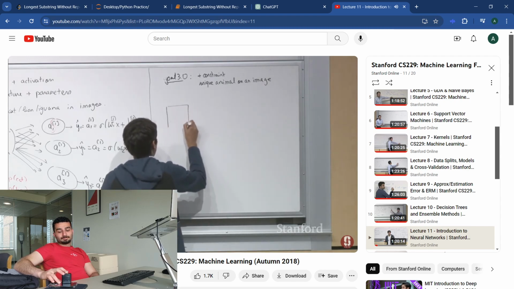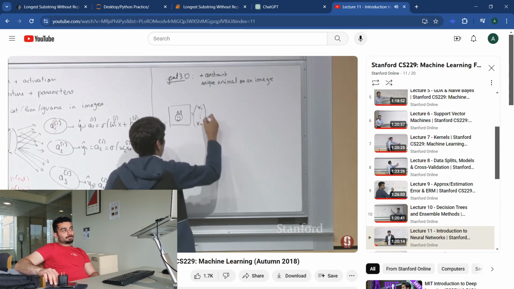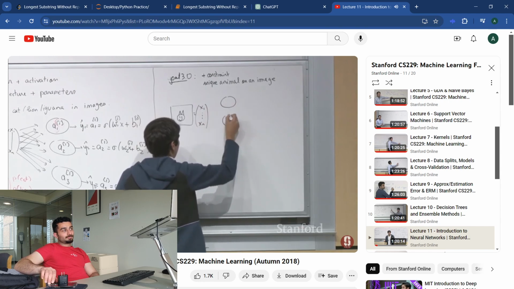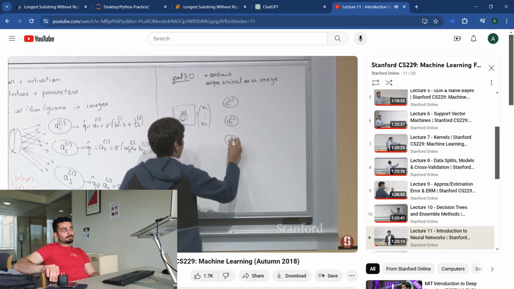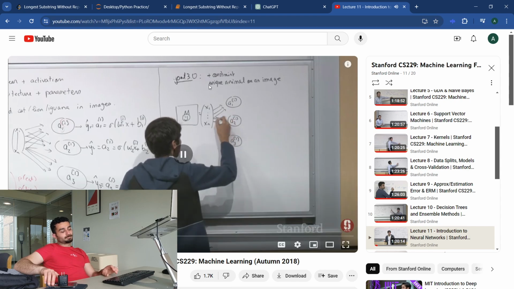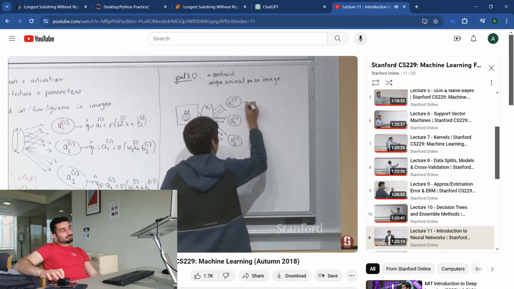So I'm going to modify the network a little bit. We have our cat and there is no lion on the image. We flatten it. And now I'm going to use the same scheme with the 3 neurons, A1, A2, A3. But as an output, what I'm going to use is an exponent, a softmax function.